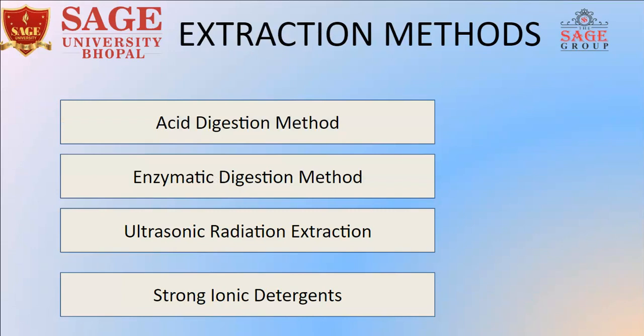Next is the extraction method. There are mainly four types of extraction methods: acid digestion method, enzymatic digestion method, ultrasonic radiation method, and use of strong ionic detergents for digestion of cell.